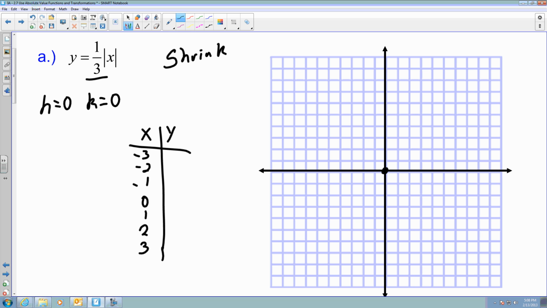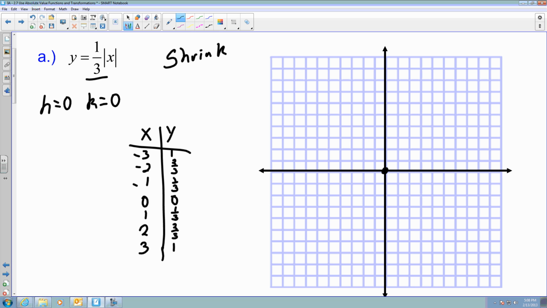From here, I'm taking -3. The absolute value of -3 is 3, and 3 times 1/3 is 1. The absolute value of -2 is 2. 2 times 1/3 is 2/3. Negative 1, the absolute value of negative 1 is 1. 1 times 1/3 is just 1/3. 0 times 1/3 is 0, I'm sorry. 1/3 times 1 is 1/3. 2 times 1/3 is 2/3. And 3 times 1/3 is 1.